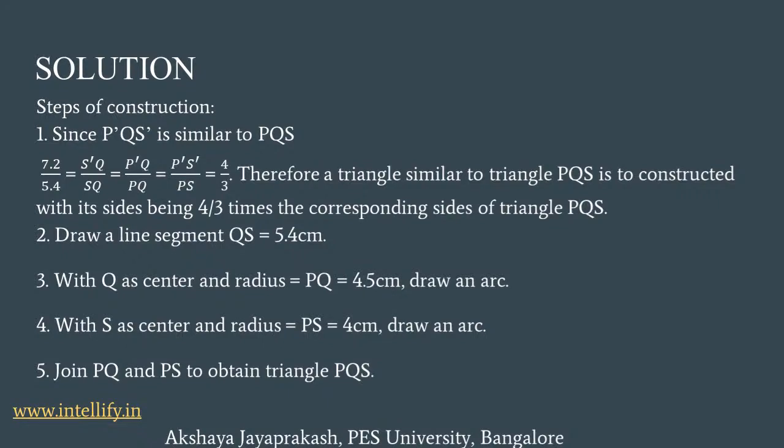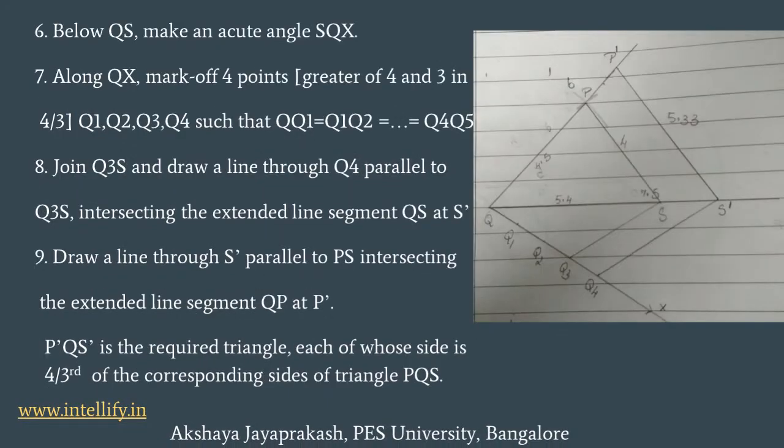So let's start off by first drawing a line segment QS equal to 5.4 cm. With Q as a center and radius equal to PQ, that's equal to 4.5 cm, draw an arc. With S as a center and radius PS equal to 4 cm, draw another arc. Now join PQ and PS to obtain a triangle PQS.